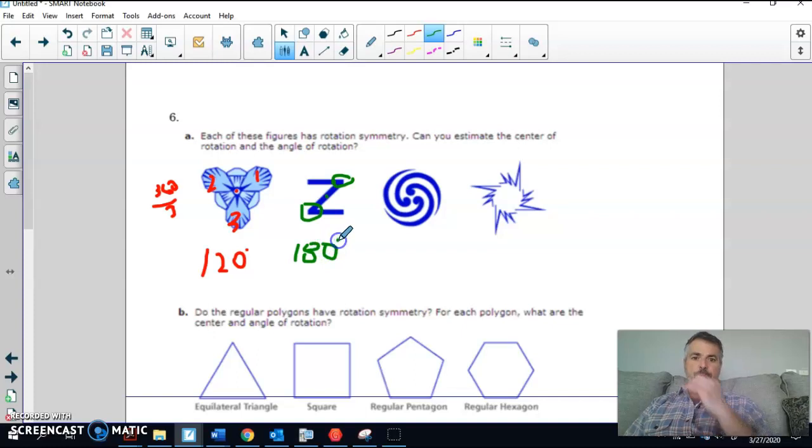On the swirly thing, I noticed that I have a center right about here. So my center of rotation is basically right there. And again, I count these 3 equal parts. Again, I take 360, divide it by 3, and that gives me 120 degrees of rotational symmetry.